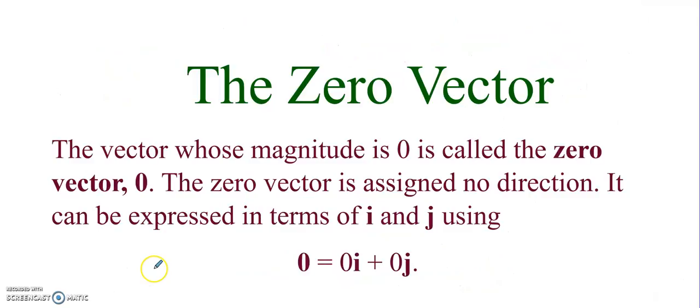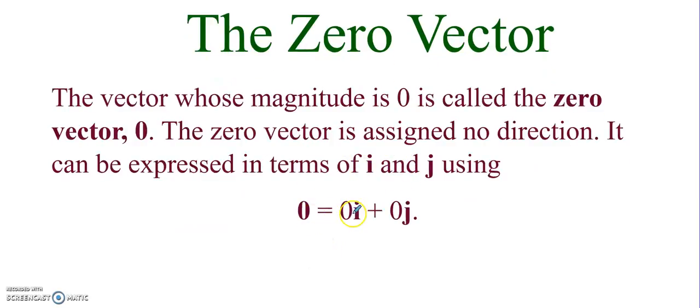Last thing we're going to talk about very briefly is what's called the zero vector. The vector whose magnitude is 0 is called the zero vector. The zero vector is assigned no direction. Keep that in mind. That will be important when you're doing problems involving the zero vector. It can be expressed in terms of i and j using 0 equals 0i plus 0j.